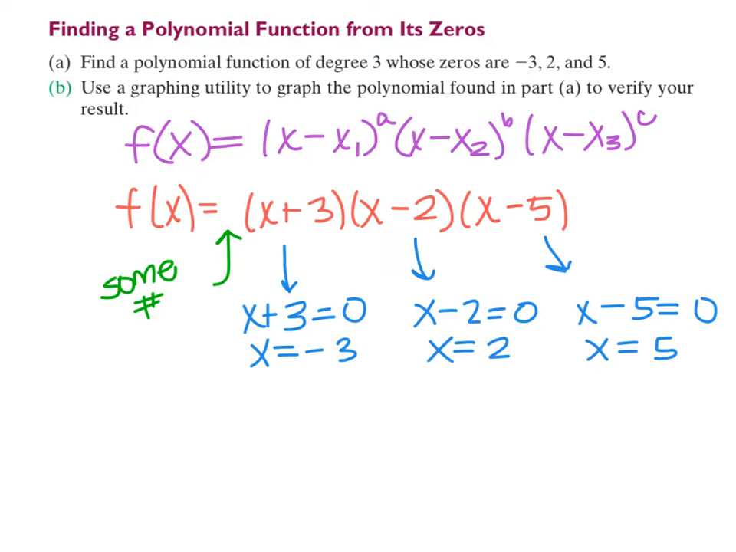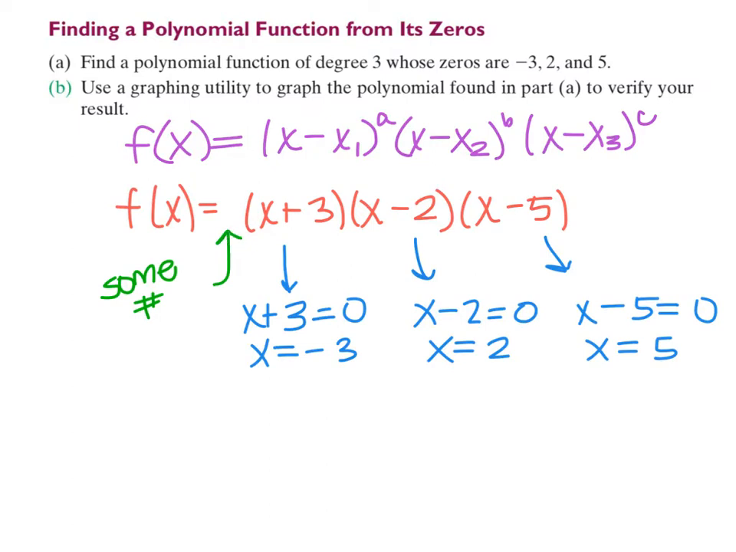And I know a, b, and c are going to be 1 because I have 3 roots and a degree of 3. So none of these are going to be greater than 1 because 1 plus 1 plus 1 is 3. So we're good. And also keep in mind that there could be a coefficient out here. Let's just assume it's 1 just for simplicity's sake, but it could be a different number. So this is a potential answer.